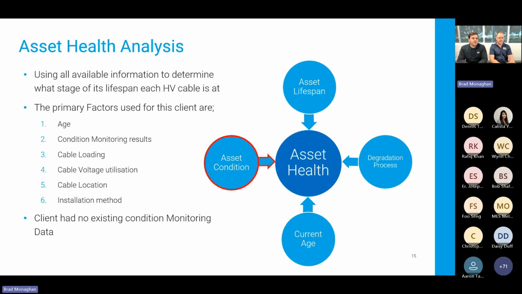For this client, we used age as the basis. Then we went and got all their condition monitoring results, their cable loading, their voltage utilization, and all of the installation methods and locations of the cables, and we combined all of that into the asset health. A lot of this data the company has: the age, the loading, the voltage utilization, the locations, and the installation method. That was all in their records, albeit it needed a little bit of cleaning to make it work in models, but the main component they were missing was the condition monitoring results. And that's where Brad and the service team came in.